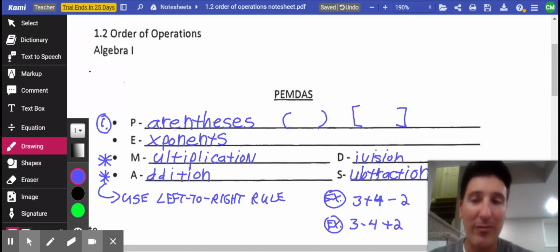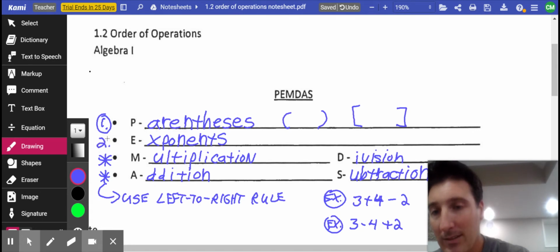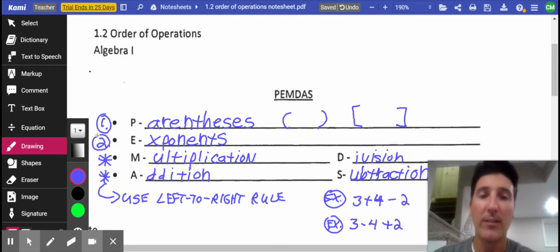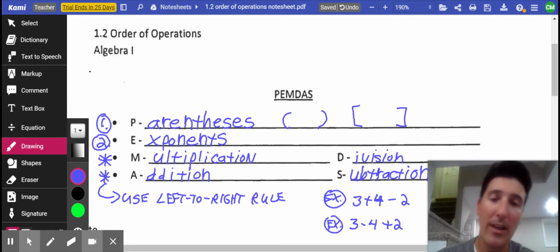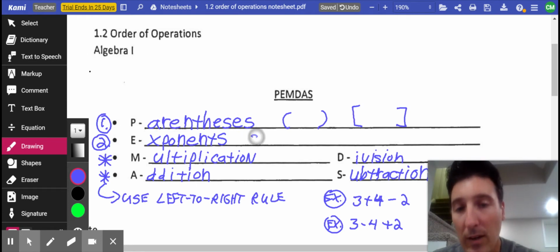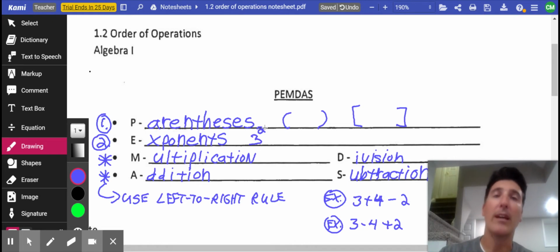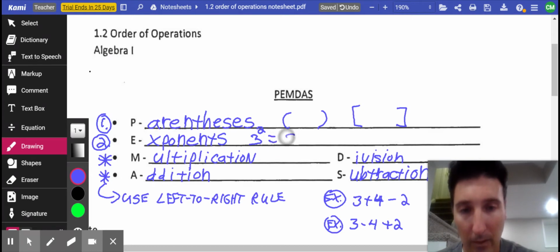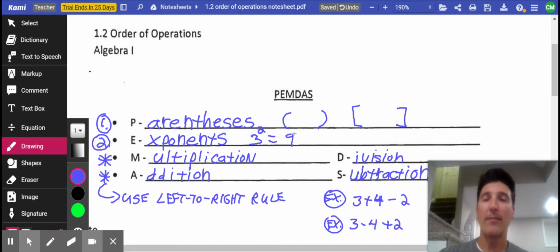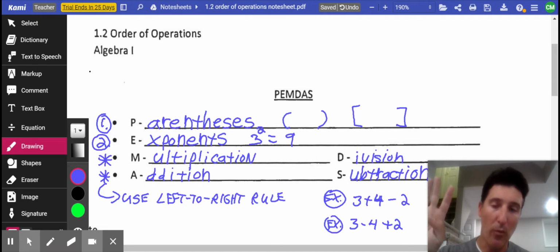Okay, well, what do you do after parentheses? If you have exponents, that's the second priority. Now, exponents, we're going to deal with this more later in the year, but if you see something written like 3 with a little 2 above it, that's not 3 times 2, it's 3 raised to the second power, or 3 squared, which is 3 times 3, which is 9.